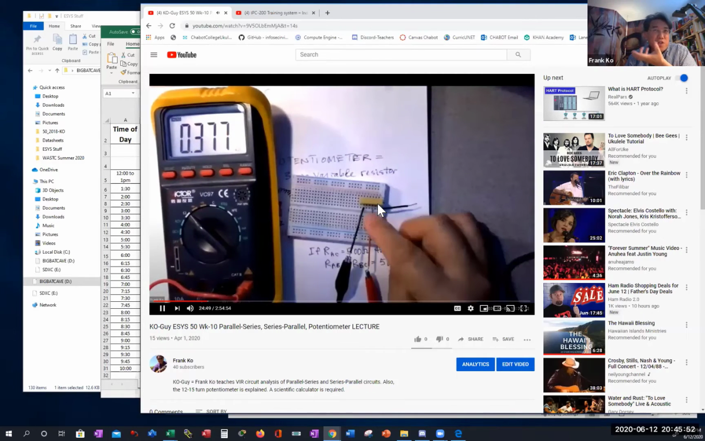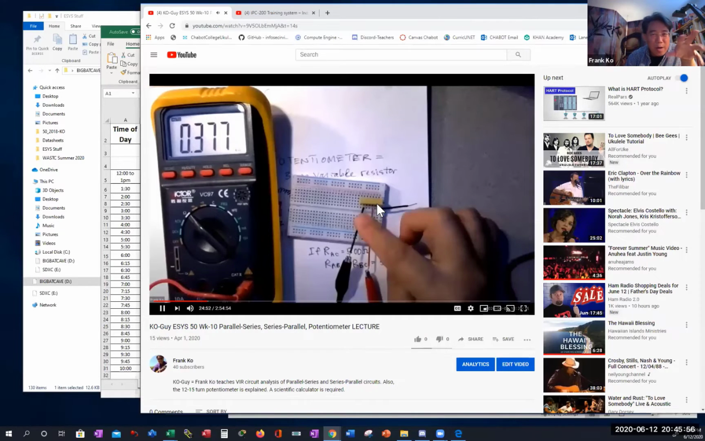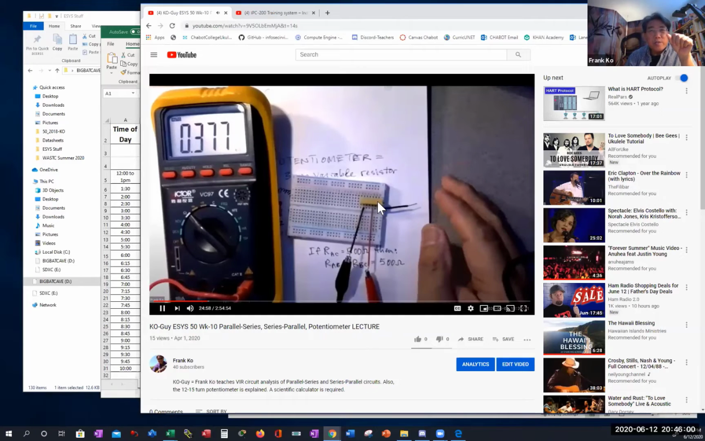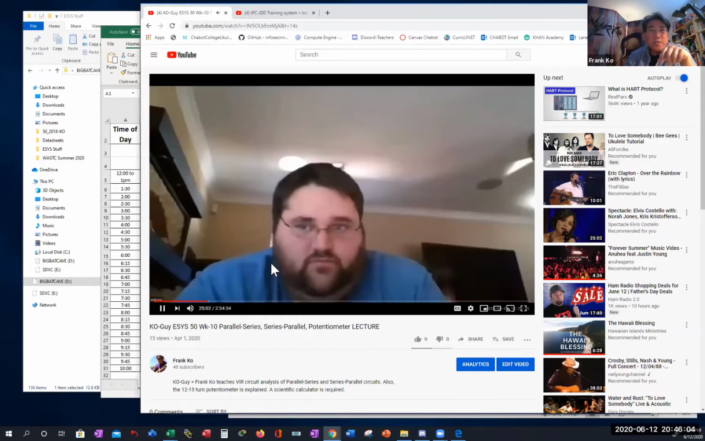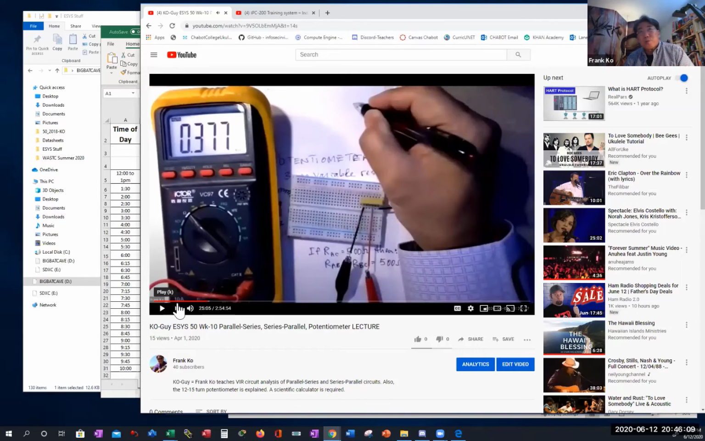A potentiometer is a variable resistor, very much like a volume control on your amplifier or car stereo. By turning this knob, we're either raising the volume or lowering the volume. So in this particular case, by turning the knob, we're either raising the resistance or lowering the resistance. That was part of that particular lecture from previous.